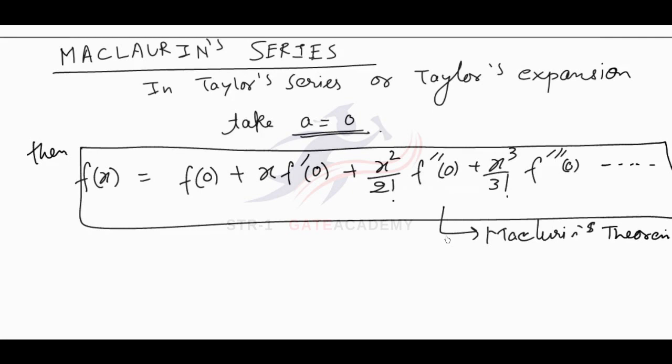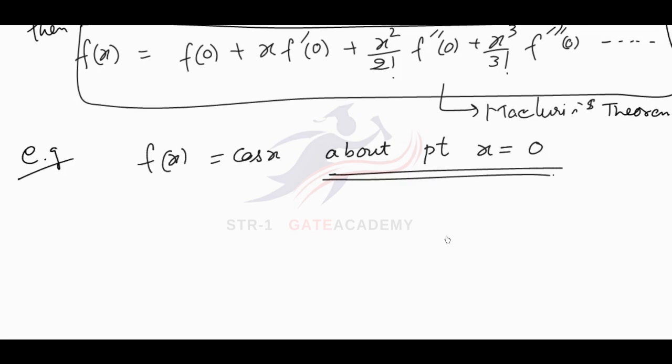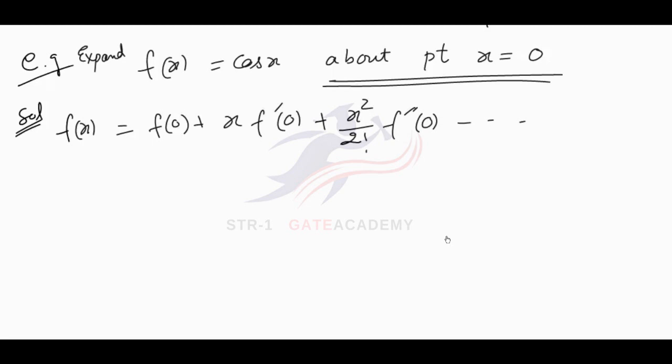Now similarly you can also check it out. For example, if I say you want the expansion of f of x equal to cos x about point x equal to 0, we can use Maclaurin's theorem here. So f of x according to Maclaurin is f of 0 plus x times f dash of 0 plus x square by 2 factorial times f double dash of 0, and so on. Let us first find the values of these. What is f of 0? f of 0 would be cos 0, which is 1. What is f dash of 0? It will be minus sine 0, and that is 0. What is f double dash of 0?